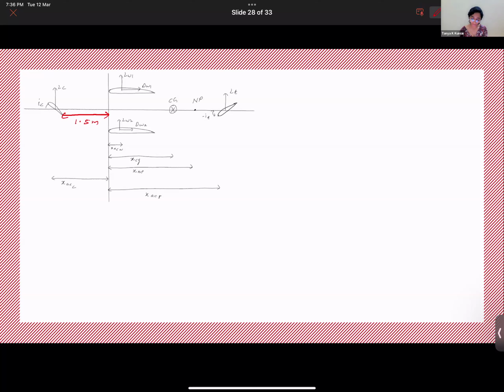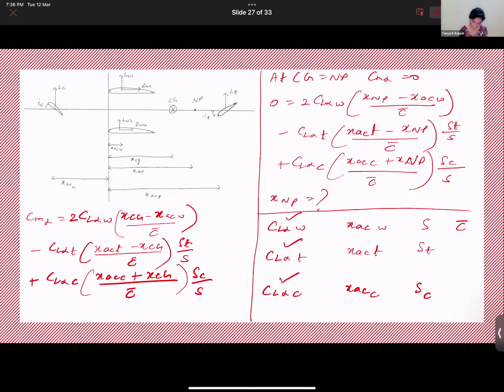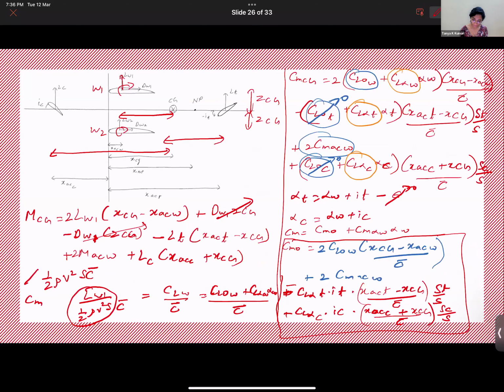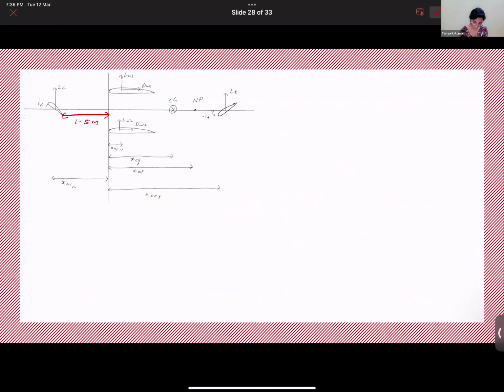Let's start with the canard. Also, this is another thing: the values given here are for 2D. We need to convert it to 3D. That is also there. So let's start with the canard.